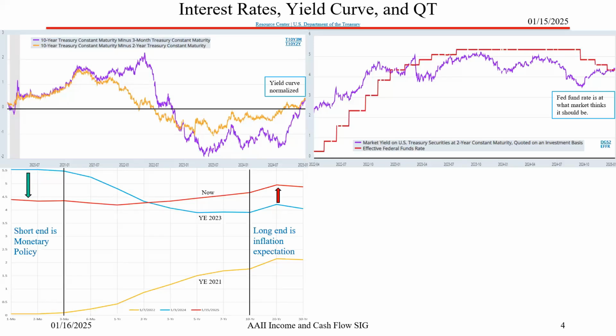And there is a hope that the short-term rate will continue to go down. Of course, nobody wants the long-term rate to keep on going up. So we shall see.